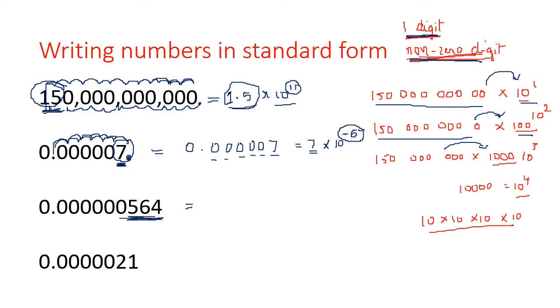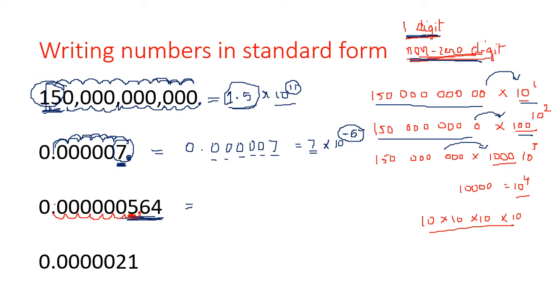So I have to shift it after the first non-zero digit. Which is the first non-zero digit here? That is 5. So the decimal point has to be shifted after 5. Let me shift from here: 1 space, 2, 3, 4, 5, 6 and 7.